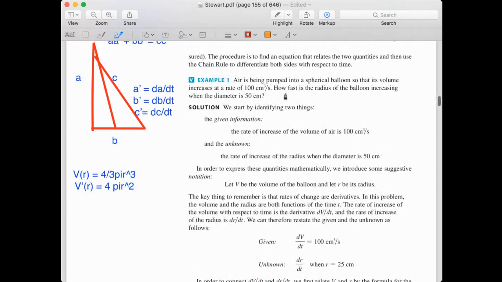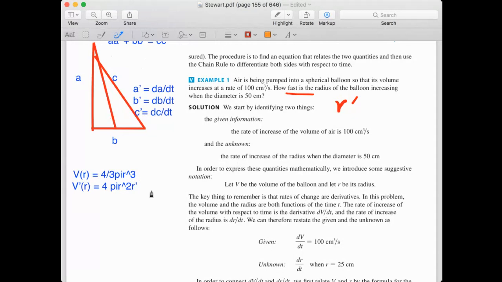But the question is, how fast is the radius changing? We're looking for the rate of change of r. We're looking for r prime. So what is the problem with using our old skill? Do we see r prime? We don't see r prime, right? So we're able to use the old trick, but we also need to attach r prime.